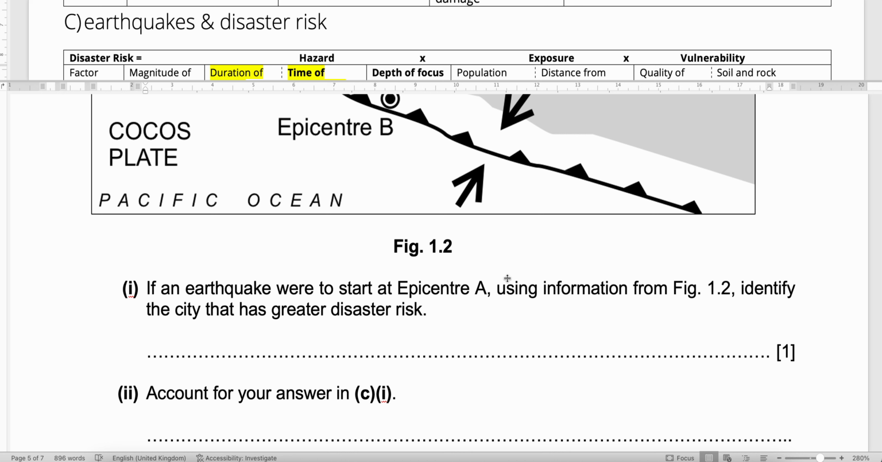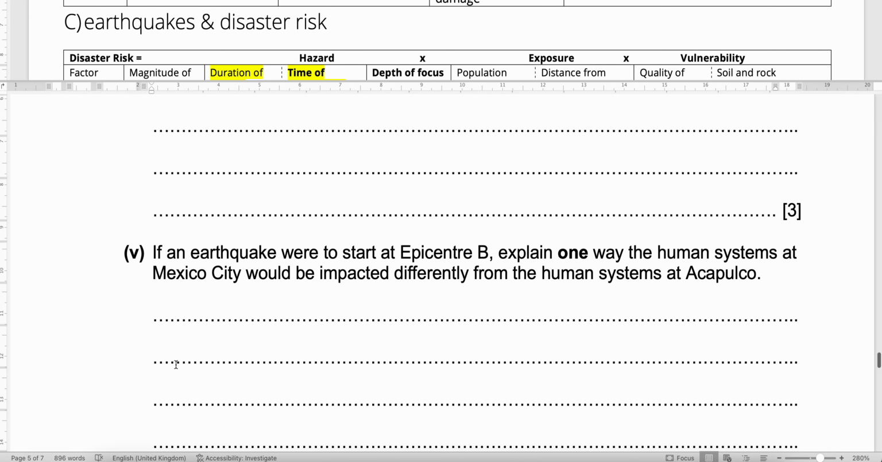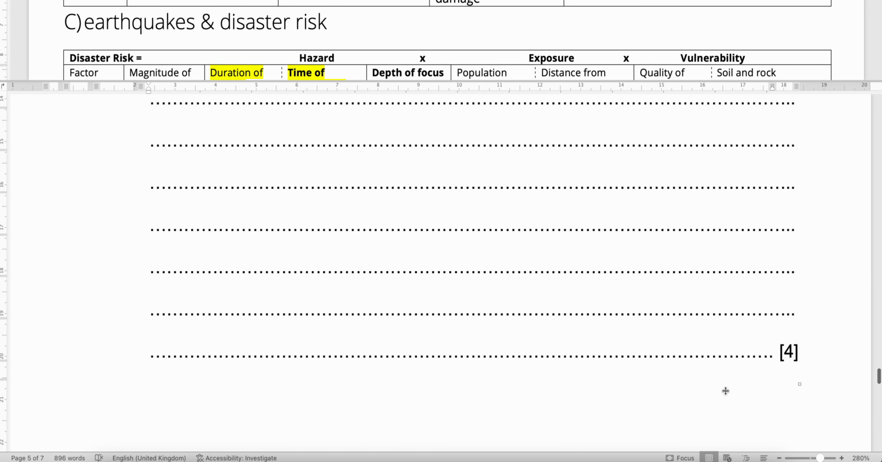That means you cannot just tell me there's a lot of death and injury, you cannot tell me there's a lot of damage, you must go on to further impacts. If you look at your earthquake notes, there are further impacts on the economy and further impacts on society. You must reserve the last 1 to 2 marks out of 4 to link to that.